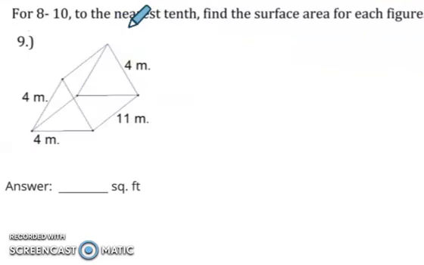Okay, the next one says number 9 on here. I think it's number 8 on your Schoology. For numbers 8 through 10, to the nearest 10th, find the surface area. So this one could be a little bit of a challenging one.